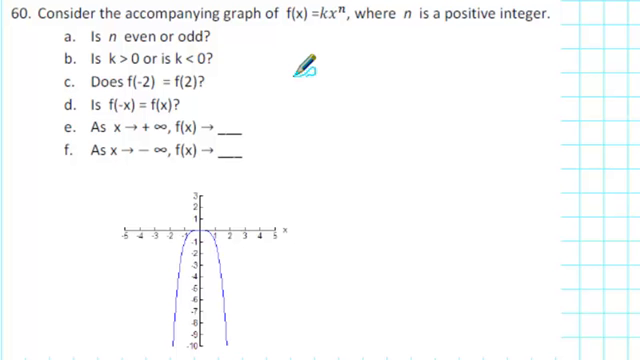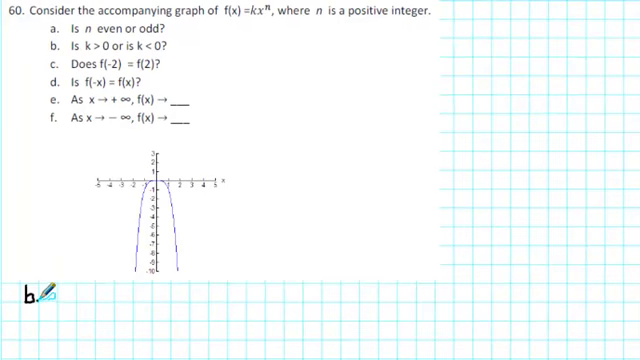Consider the accompanying graph of f of x is equal to kx to the n, where n is a positive integer. Let's start with part B. We're asked, is k greater than 0 or is k less than 0? Well, we notice that k is the coefficient of x to the n. We can determine the value of k by evaluating f of 1.